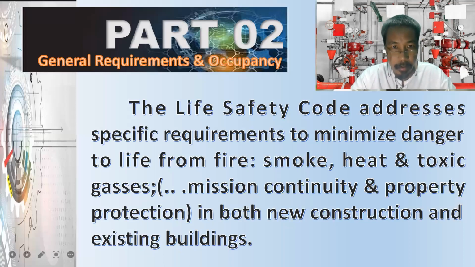Let us continue the discussion on this module, starting with the code objective, which means that the code addresses specific requirements to minimize danger to life from fire and its derivatives. What are the derivatives of fire? We have heat, smoke, and toxic gases. And in doing so, we are also providing mission continuity and property protection in both new construction and existing buildings.